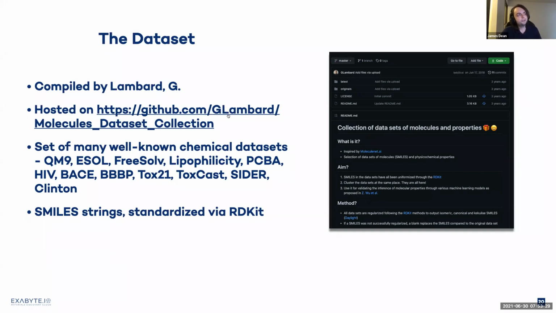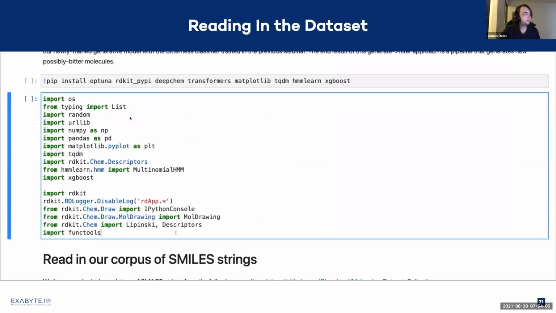Specifically, the user G. Lambert on GitHub has made this really nice molecules dataset collection where they've gone through the trouble of collating all of these different data sets, and they've done a little bit of standardization to try to make the SMILES strings consistent. As a result, we have quite a few examples of SMILES strings that we could use for this process. So we'll be using this data set, and here is the link to it. I would highly recommend checking it out if anyone's looking for a bunch of chemical data to play with.